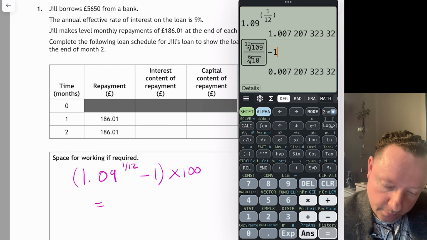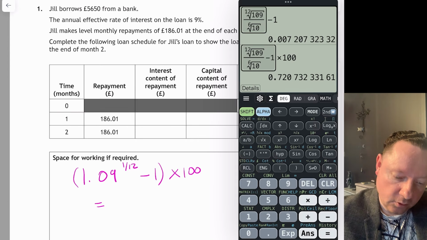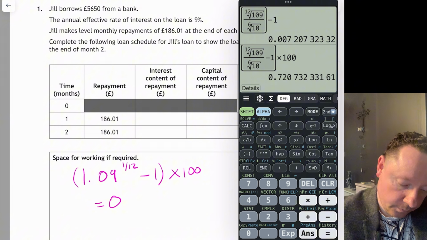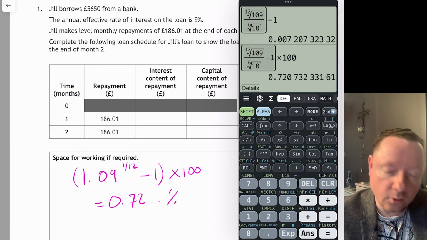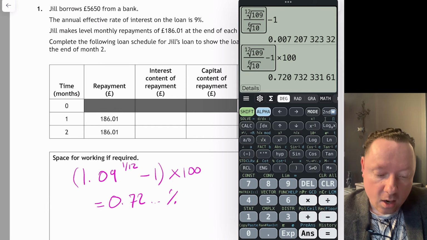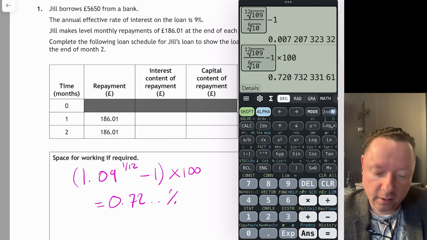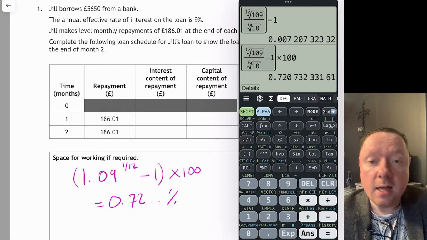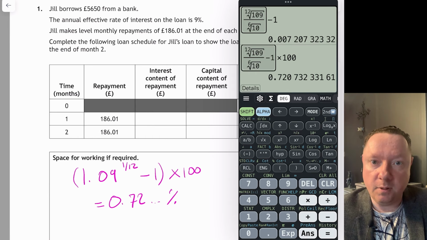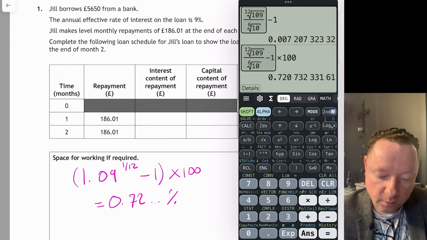Take away 1 times 100 and we get 0.720732. 0.72%. Now, when you're doing your table, you can use 0.72%. You would even get away with 0.7% or the full amount. I'm just going to use 0.72 because it's easier to do the sums in a calculator than having to keep this one going the whole time. Just when you check the mark scheme yourself, make sure you look at the different options that are available. So this one will be for 0.72%.